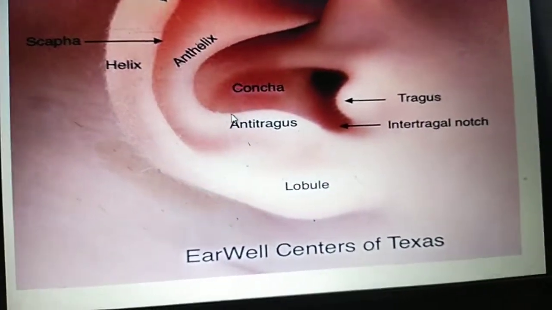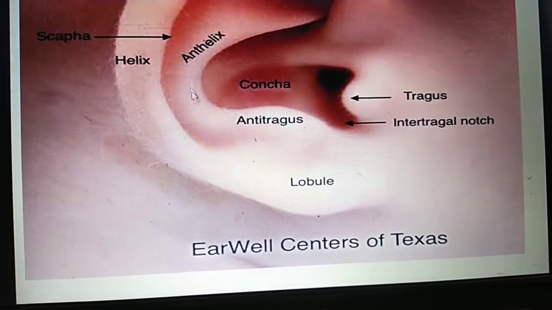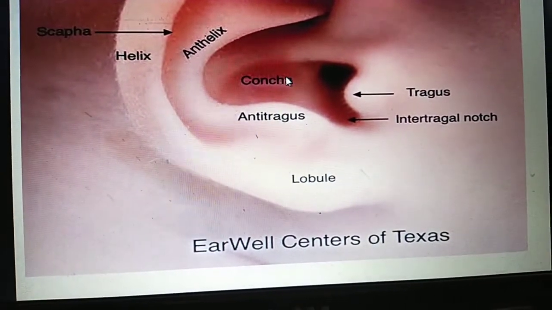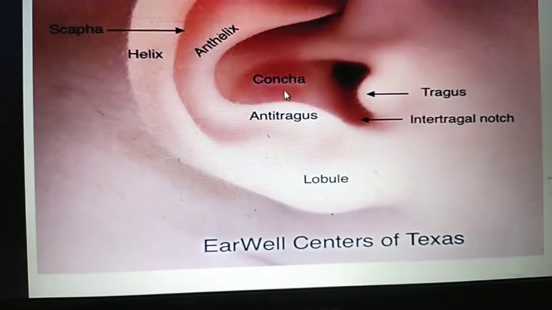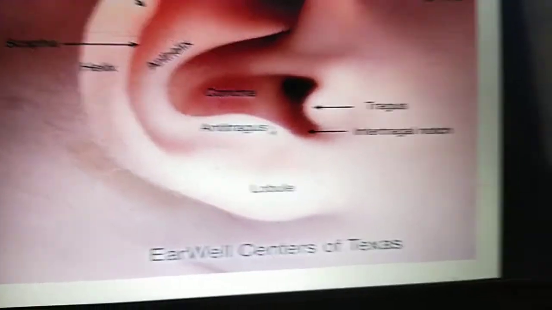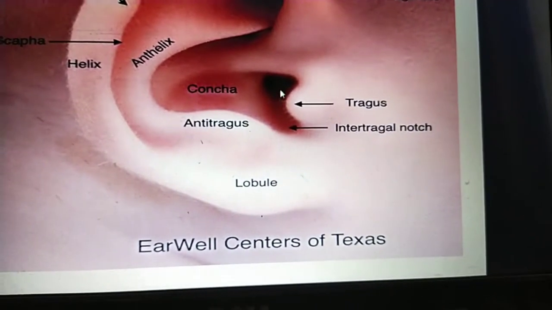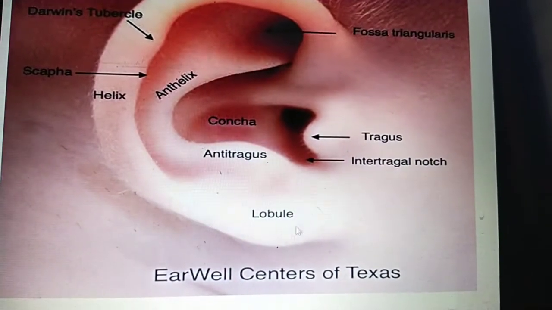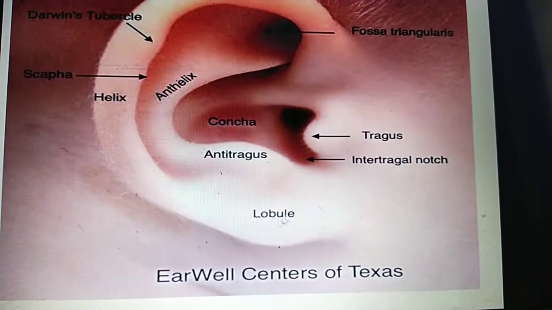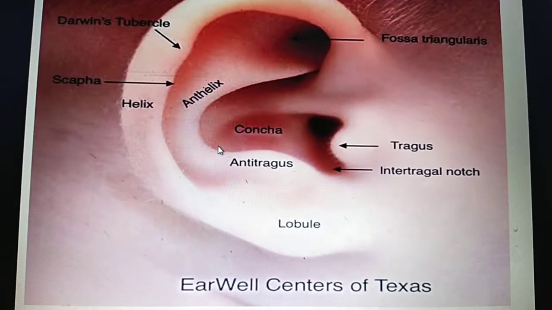In between the tragus and antihelix, there is another depression or groove. That is called the concha, and it leads to the external ear meatus. And this is the lobule of the ear. We can go through them one by one now.